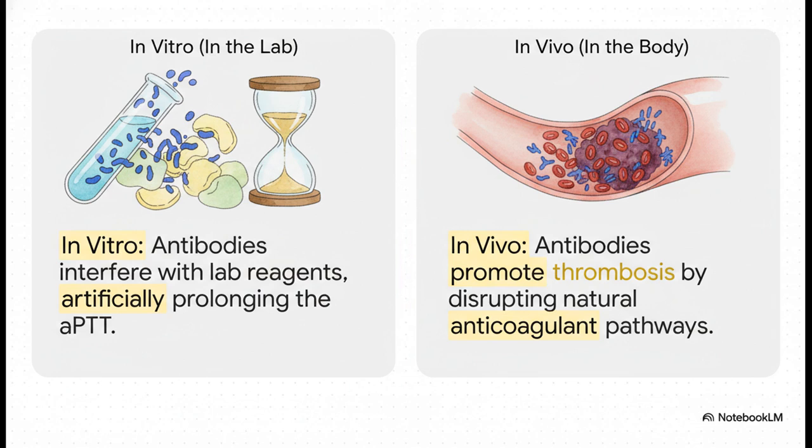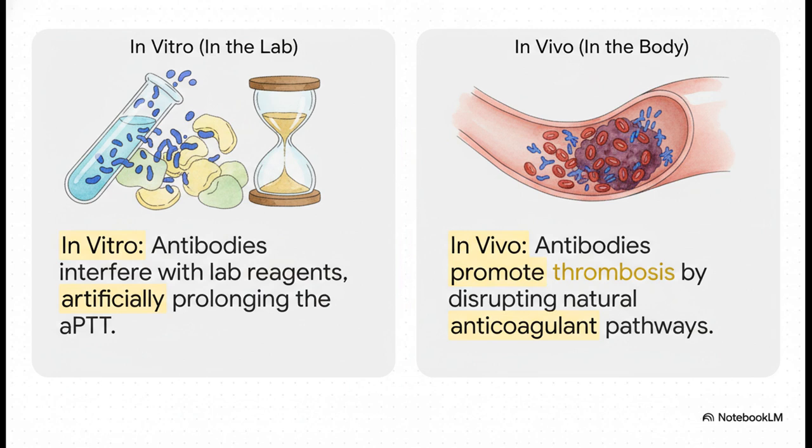See, the APTT test relies on phospholipid reagents to kick off the clotting cascade in the lab. In a patient with APS, the lupus anticoagulant antibody in their plasma binds to these phospholipids and literally interferes with the assay, artificially making the clotting time look longer.